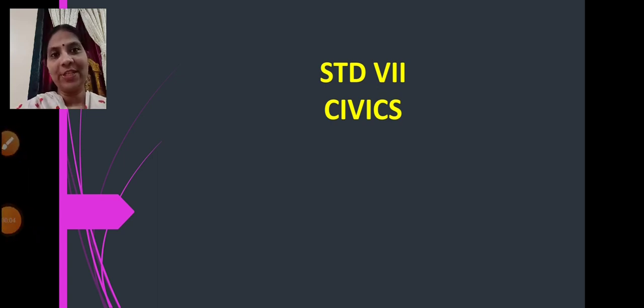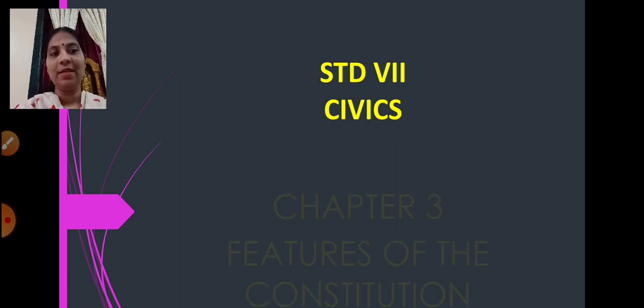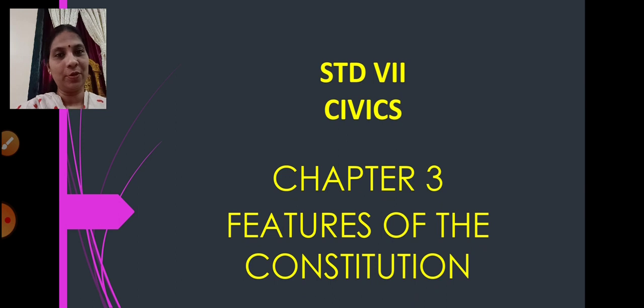Today, in our session, we are going to go ahead with the third lesson of Civics, that is Chapter number 3, Features of the Constitution.